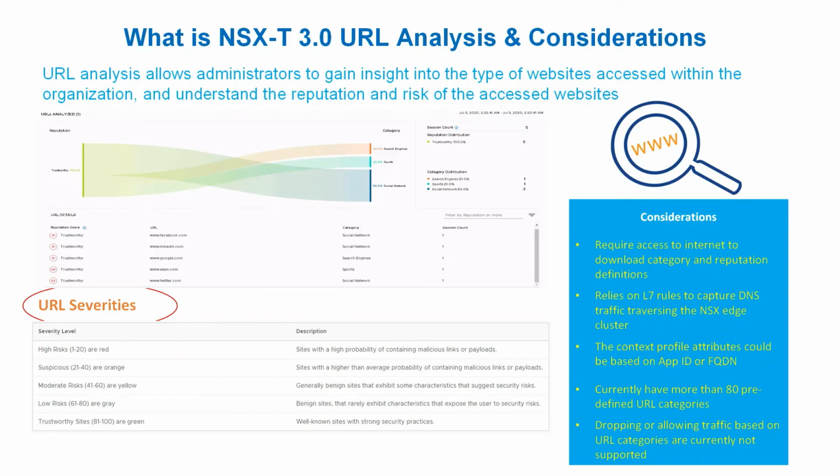Now, if you want to get more details about classification and reputations, I would suggest you visit the Webroot website or the VMware portal itself. And I'm also planning to come up with my next video on how to implement the URL analysis. But anyways, let me also give you some insight into the classification and reputation here.